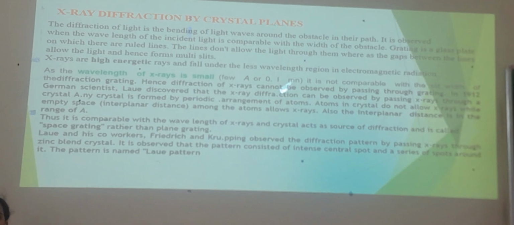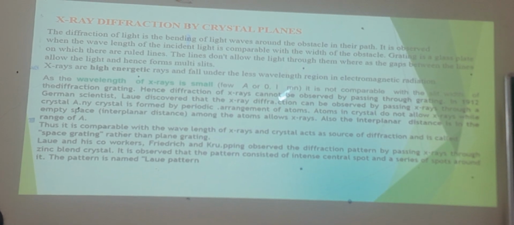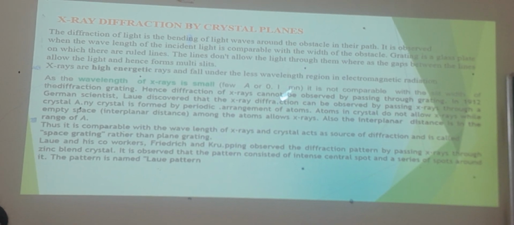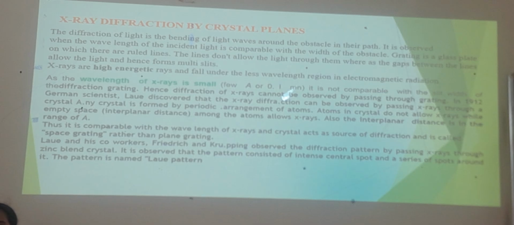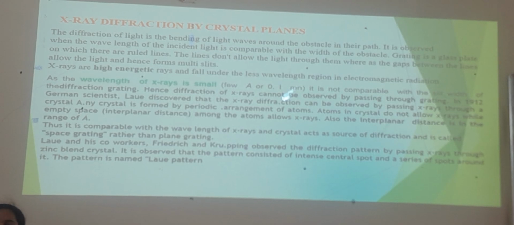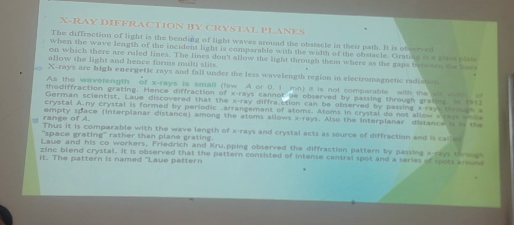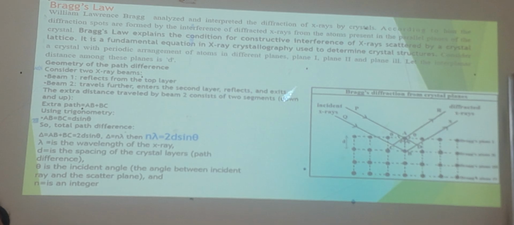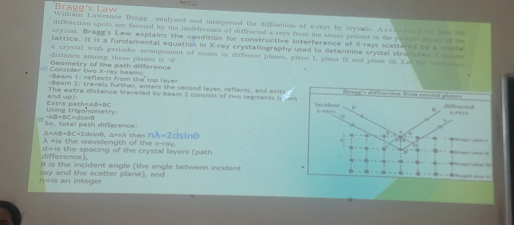Laue and his co-workers, Friedrich and Knipping, observed the diffraction pattern by passing the X-rays through a zinc blende crystal. It is observed that the pattern consists of an intense central spot and a series of spots, which is known as the Laue pattern. So what exactly does Bragg's law explain?